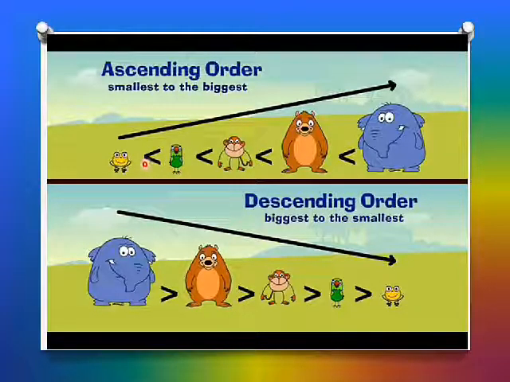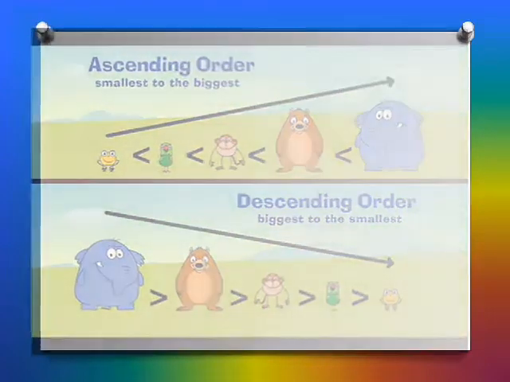And see the symbol here near the frog. What is the symbol given? Yes, the less than symbol. The frog is small. So how do you say this? The frog is smaller than the other animals. It is also the smaller than symbol, isn't it? From this, what did you learn? Ascending order is an arrangement of numbers from small to big. Descending order is an arrangement of numbers from big to small.